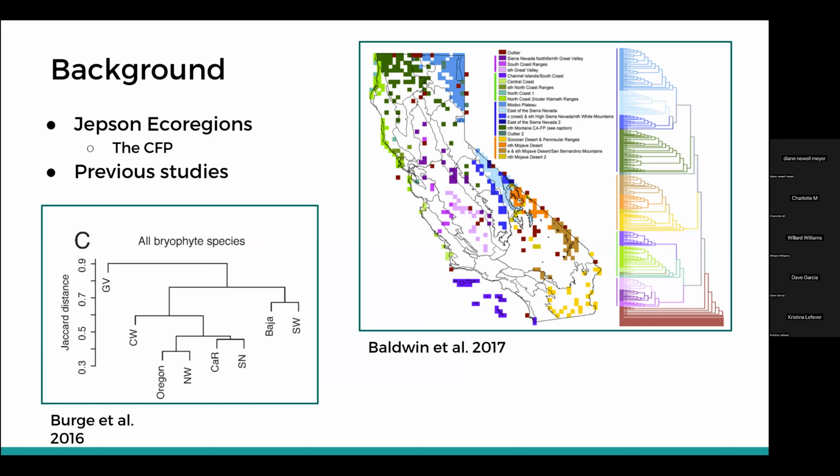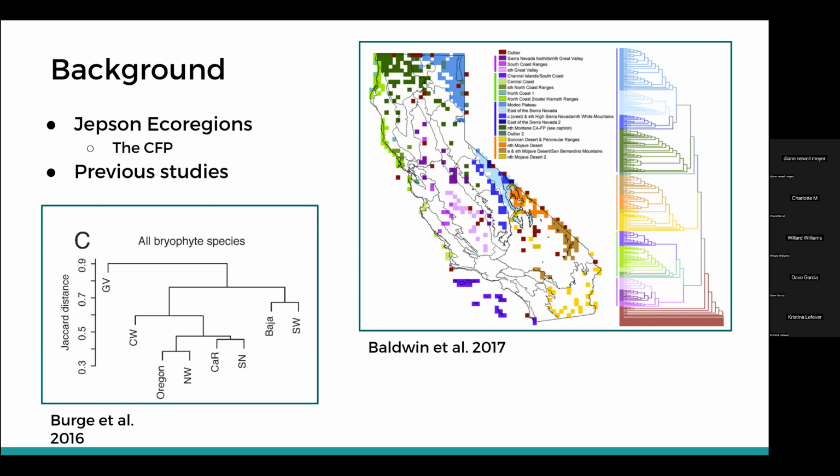So one study that included bryophytes in their spatial analysis was this study from Burgett et al. 2016, and we can see that figure here. However, for this study, they did just the bare minimum for bryophytes, and they confined their results to looking only at the California floristic provinces.